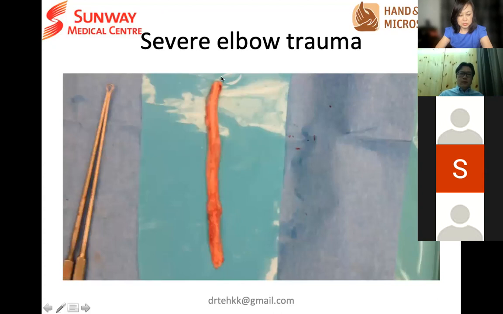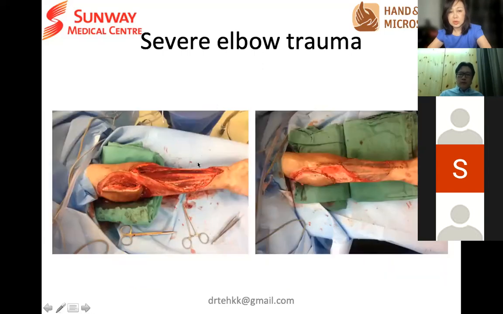So that's a nerve graft. It's a sural nerve graft. We took it from the leg. This is a cable graft. So there are actually three nerve grafts here. We take one sural nerve graft, and then we make it into three cables, and then we stick it with glue, tissue glue. And then that's how it looks like. So basically we use the radial forearm flap again to cover the wound, and then we graft the nerve.